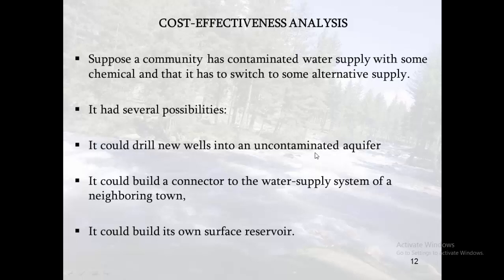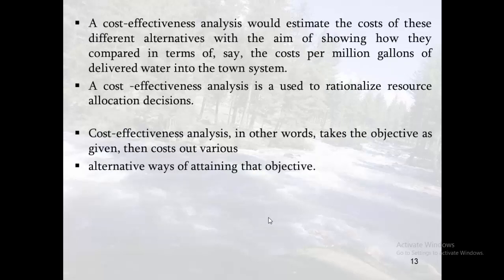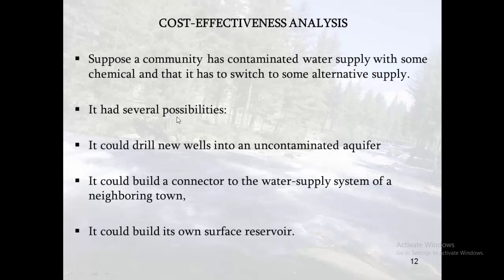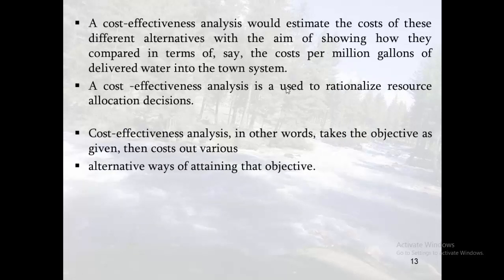It could drill new wells into an uncontaminated aquifer. This is one choice. It could build a connector to the water supply system of a neighboring town where the water is considered safe. It could build its own surface reservoir, in which it can make arrangements for safe water. A cost-effectiveness analysis would estimate the cost of these different alternatives. These are the alternatives we defined. There can be more than these three alternatives as well, but suppose we are considering these.